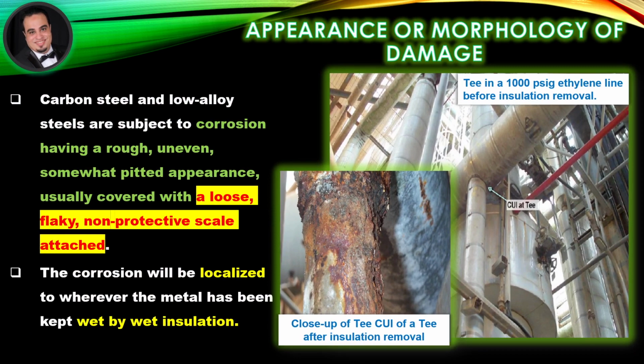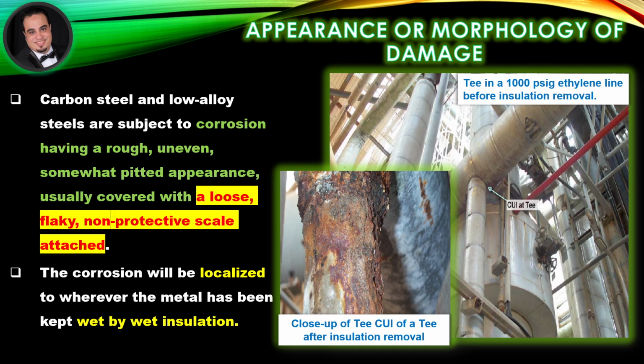Appearance or morphology of damage. Carbon steel and low alloy steels are subject to corrosion, having a rough, uneven, somewhat pitted appearance, usually covered with a loose, flaky, non-protective scale attached. The corrosion will be localized to wherever the metal has been kept wet by wet insulation, as illustrated in figures.